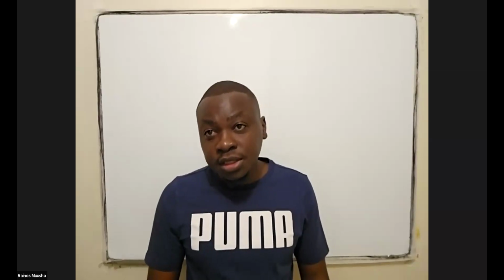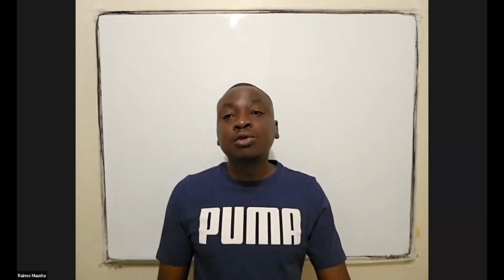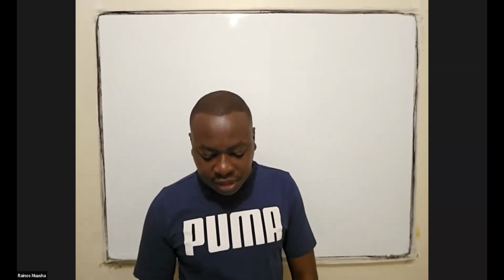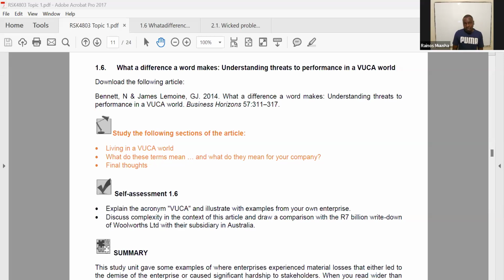So today, our agenda for RSK4803 is to go through study unit 1.6, and then we move on to study unit 2.1 of the curriculum as well. So we need to make sure that when we're done with this class, we would have done those two study sections of the study units as well. So from the previous class that we did, we were looking at study unit 1.1 to unit 1.5.